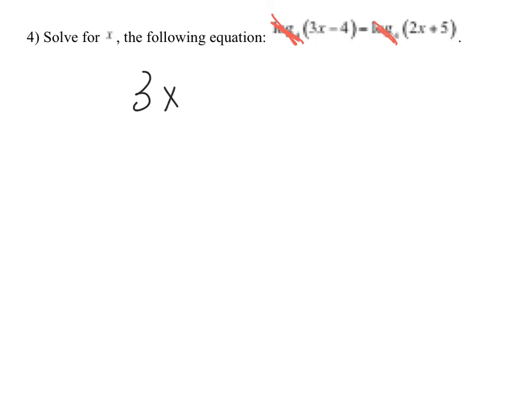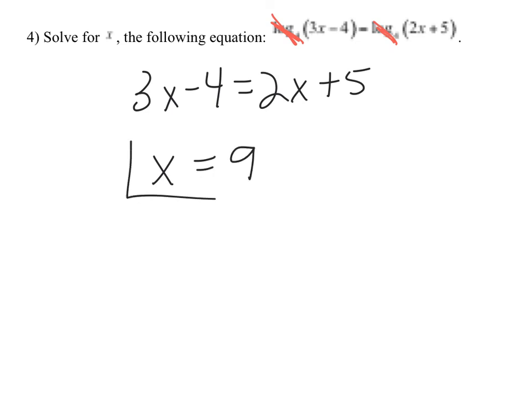So 3x minus 4 equals 2x plus 5. Subtract 2x from both sides, I get x. Add 4 to both sides, and I get 9. x equals 9. That's it.